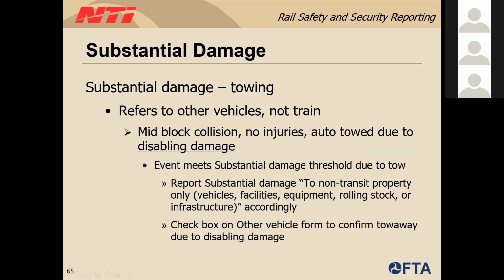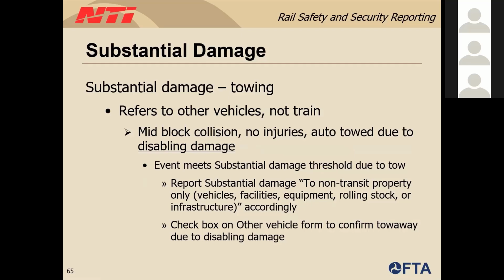Regarding the towing portion in the substantial damage criteria, this does not pertain to towing the train, but does refer to the other vehicle involved being towed due to disabling damage in order to meet the threshold. For example, there's a mid-block collision with no injuries or fatalities, yet the car is towed due to disabling damage. You would select the substantial damage option on setup screen 2.